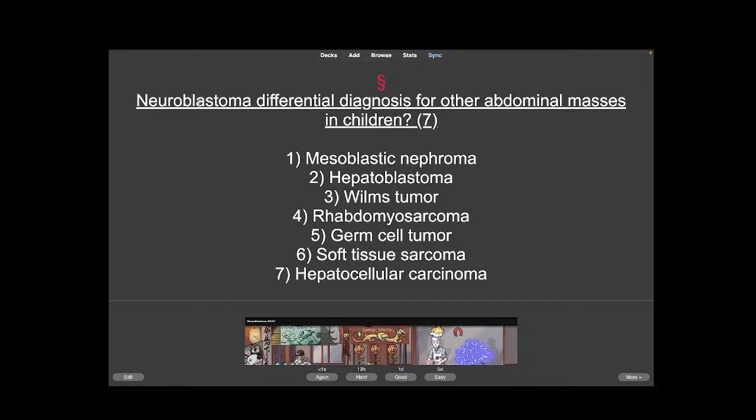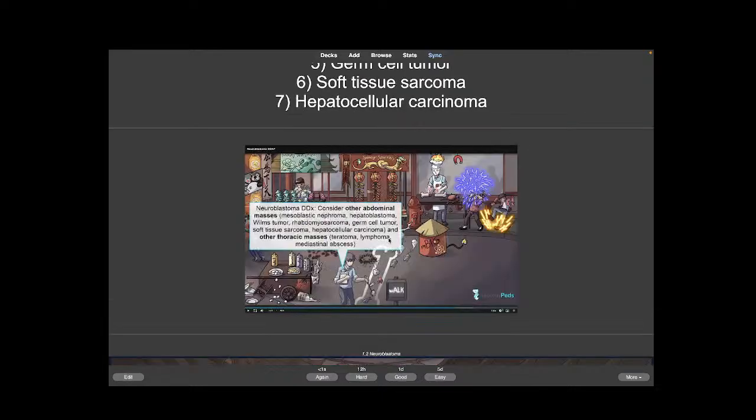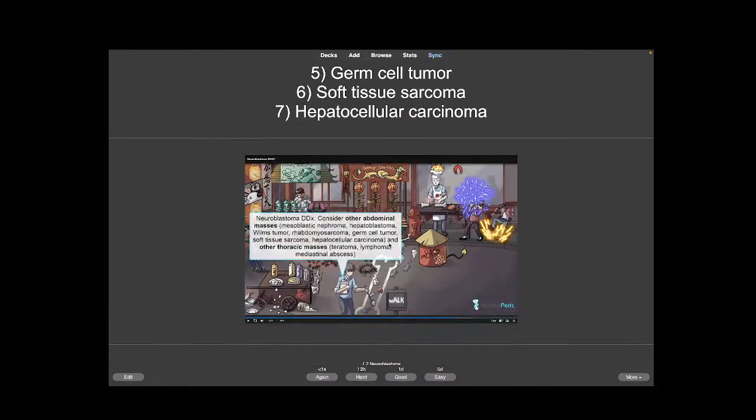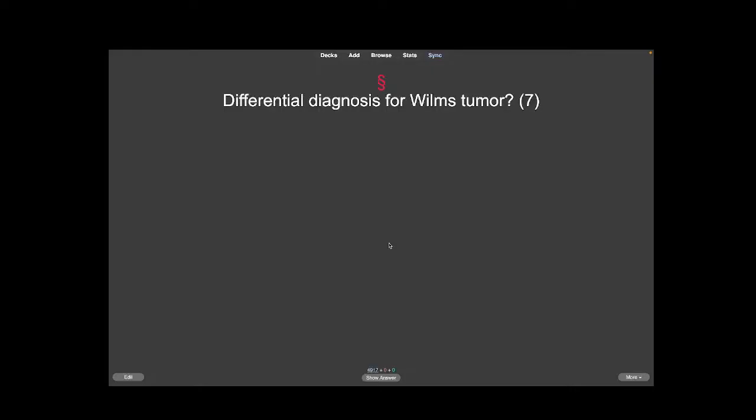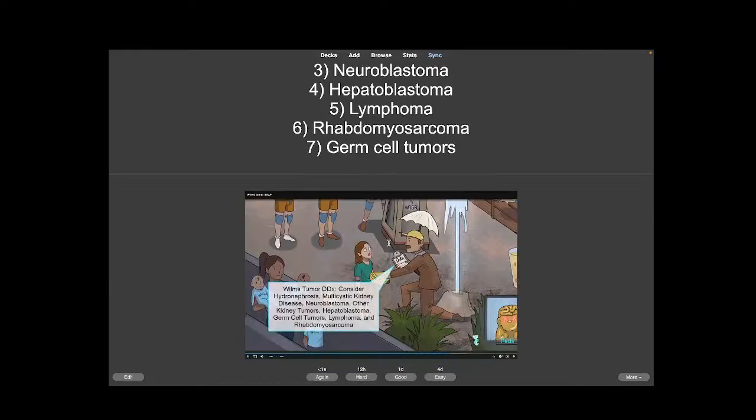There's also some differential diagnosis for other abdominal masses in children. So what are we looking at? Oh, come on. No one cares about differentials. I mean, we kind of have to, but it's like, bro, come on. No one's gonna read this stuff.